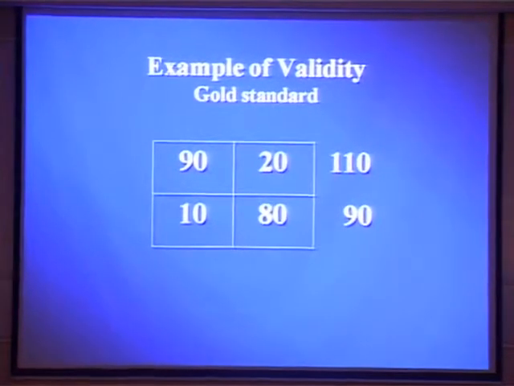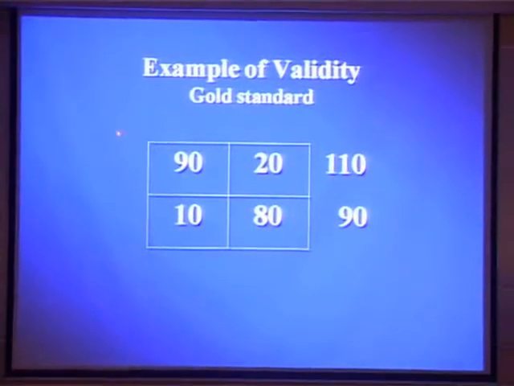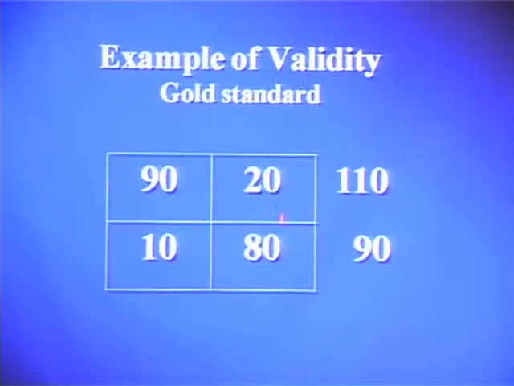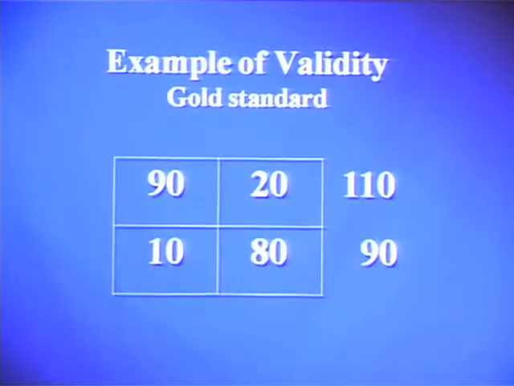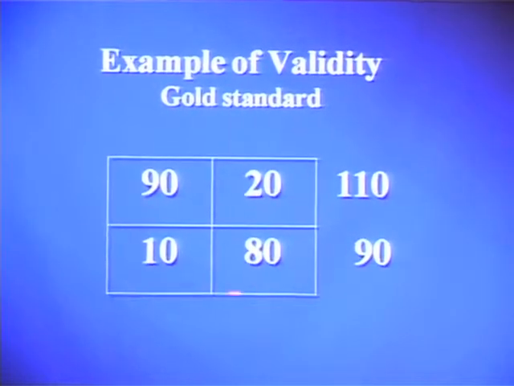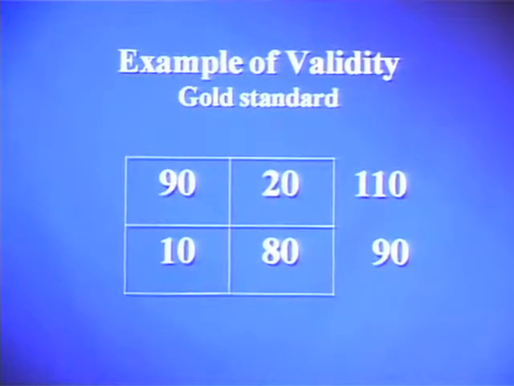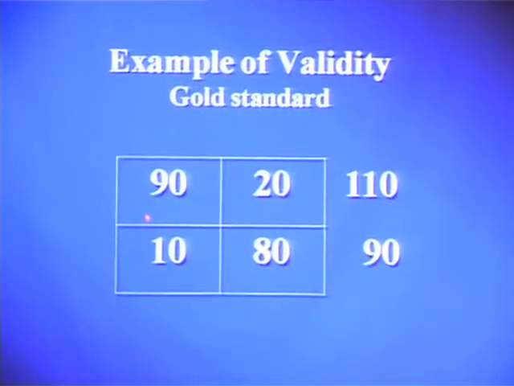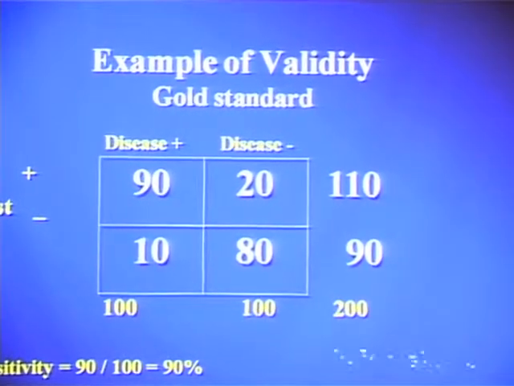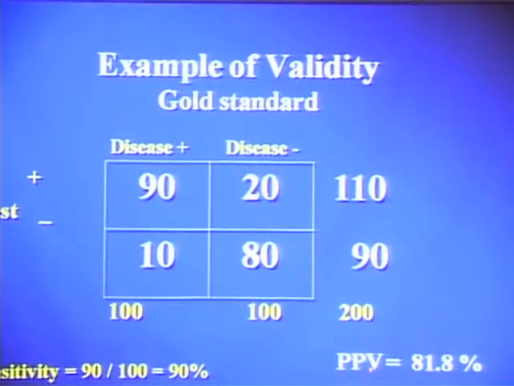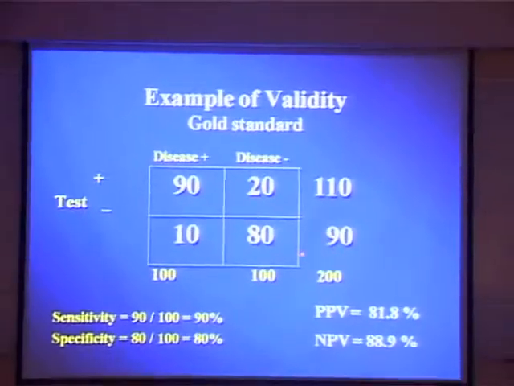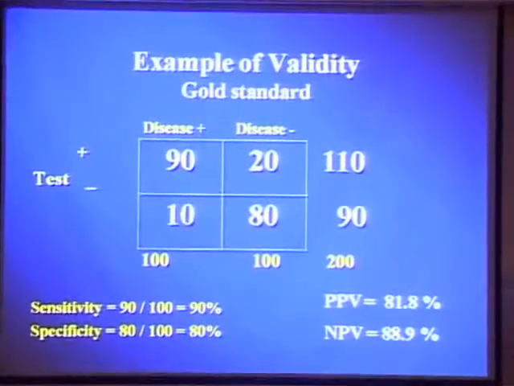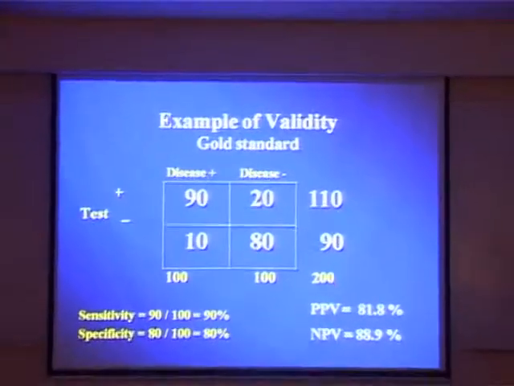The sensitivity here, what is the sensitivity? 90 divided by 100, so 90%. For specificity, 80%. The prevalence is 100 divided by 200, 50%. The positive predictive value here is 90 divided by 110, 81%. And negative predictive value is 80 divided by 90, 88.9%. Okay? Now let's go to a different scenario.